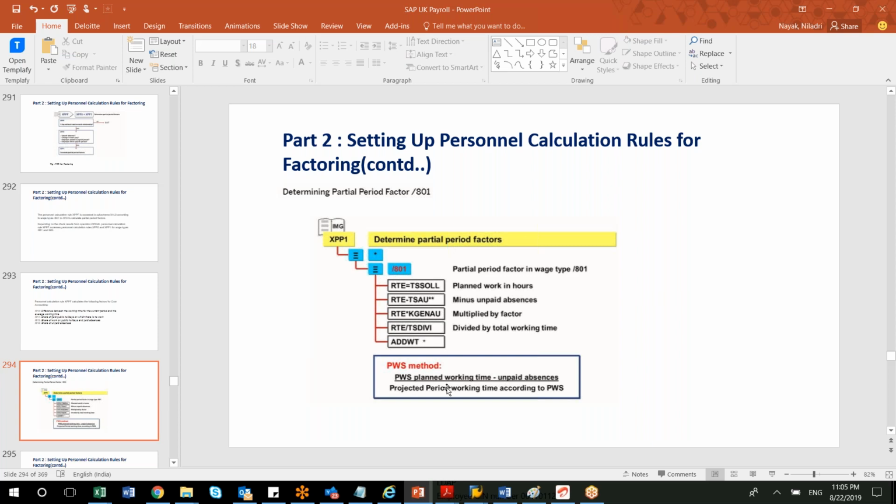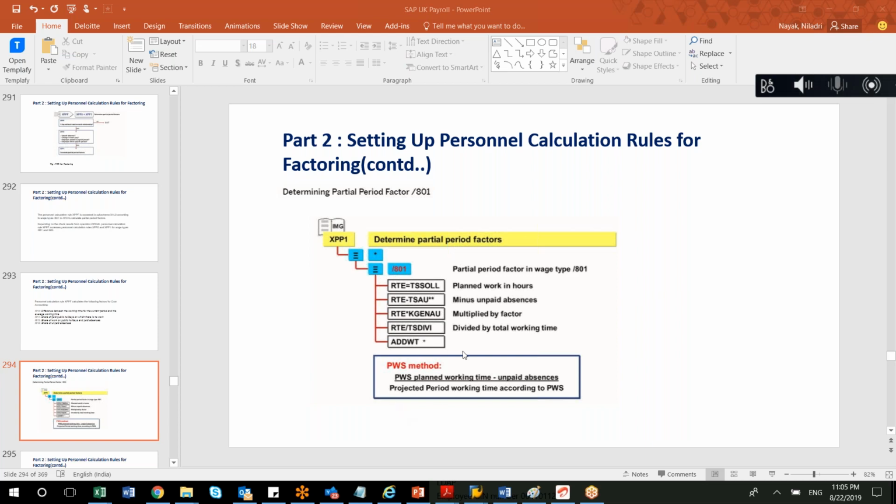Then you see what value you are getting. Then you go to infotype 7 and infotype 2001. If there is any PWS plan, check the PWS planned working time and the unpaid absences, and do a calculation of your own manually. Then compare it with whatever SAP has generated. Only then will you be able to understand and correlate how the system calculates.